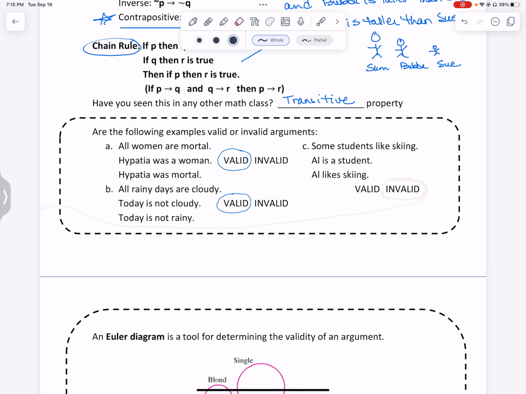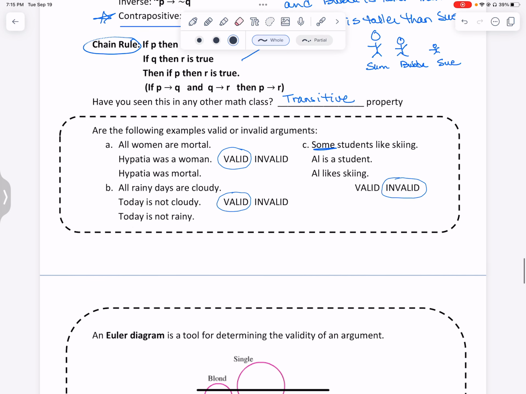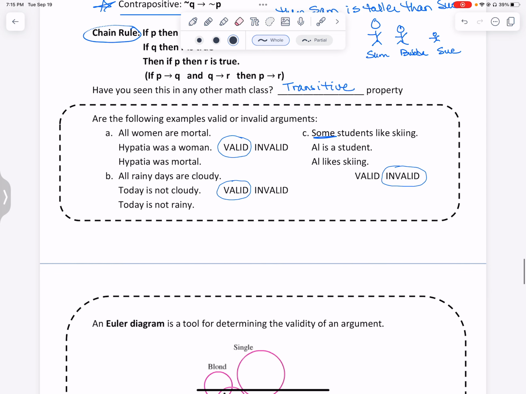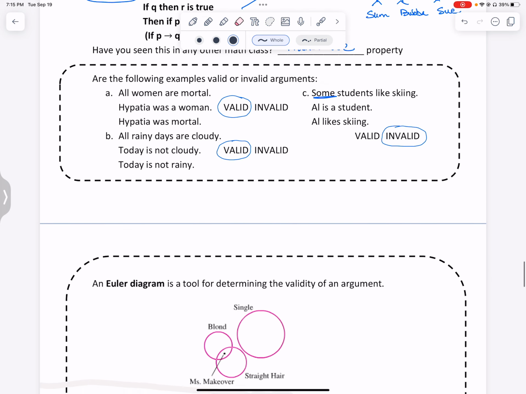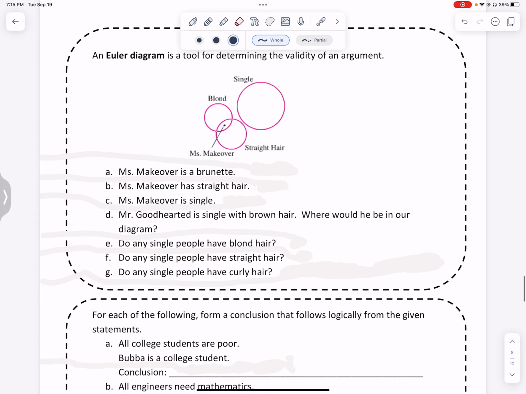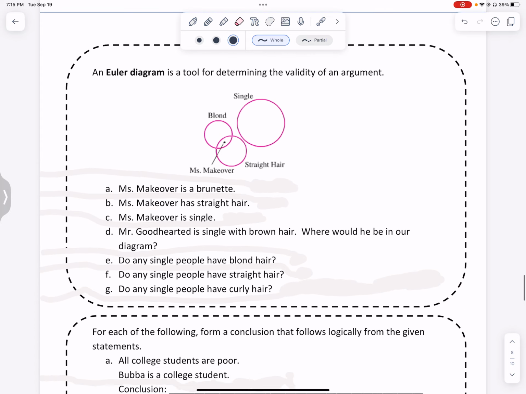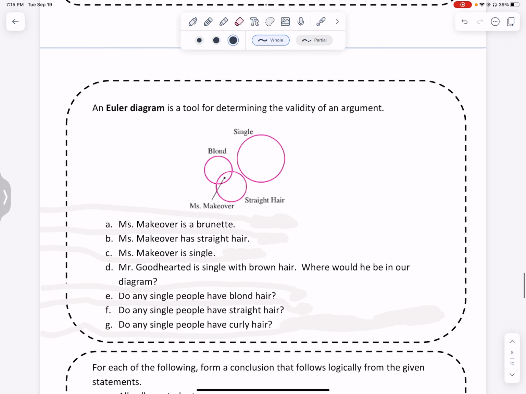Some students like skiing. Al is a student. So Al likes skiing. That's not true because it said some students, right? Some students like skiing. Al doesn't have to be one of those. Okay, so that's not a valid statement. So again, that's some things that you might be doing on your test, telling me if something is valid or not. Okay, so we've got just a little bit more in this section.